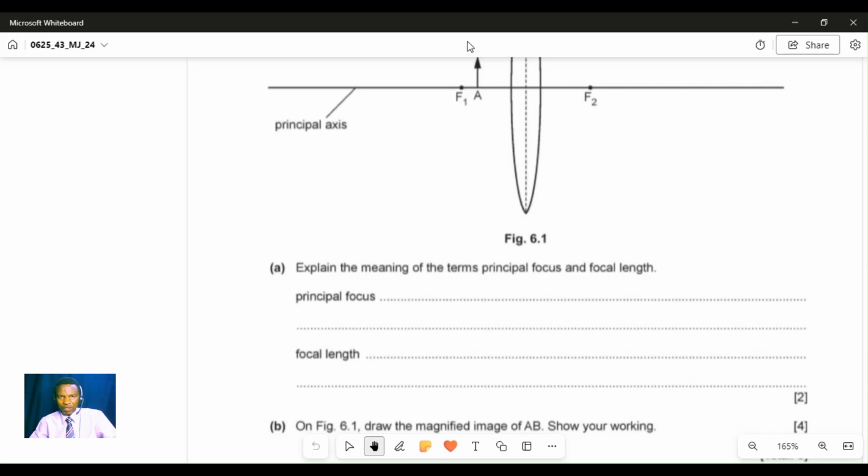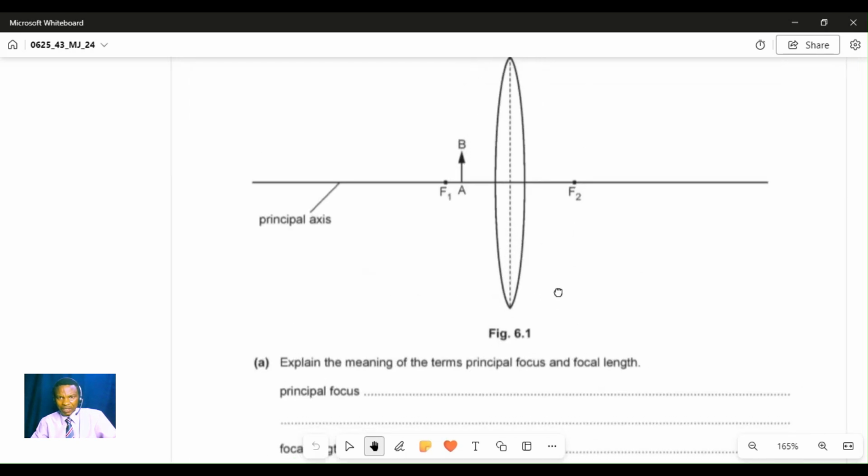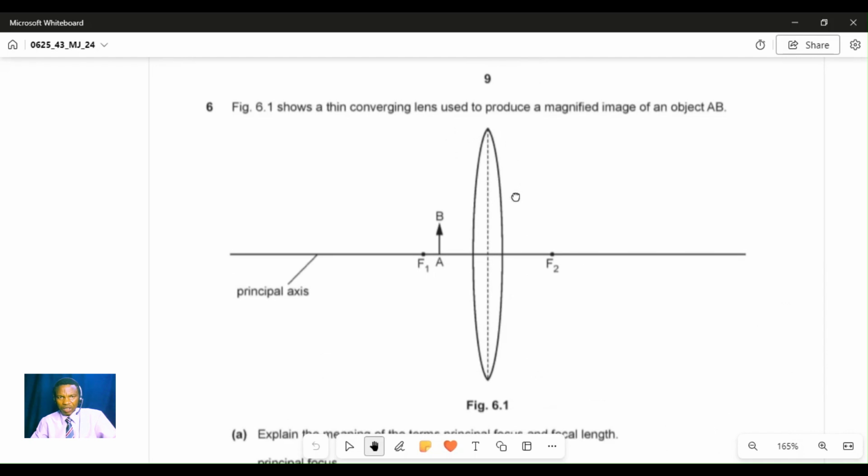We are looking at question number 6. Question number 6 is image formed by converging lens. Figure 6.1 shows a converging lens used to produce a magnified image of object AB. This object here is placed at a distance less than the focal length of the lens.